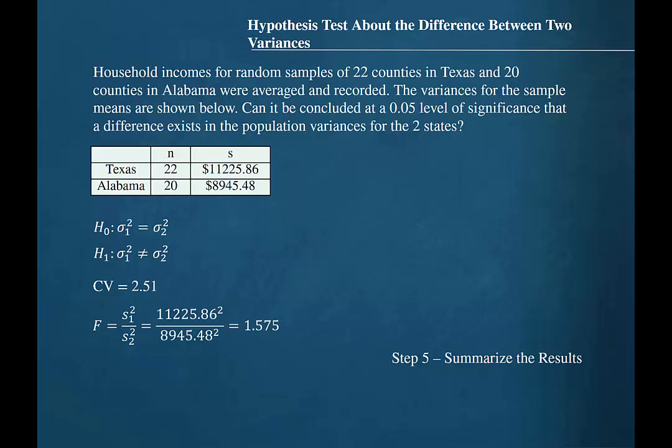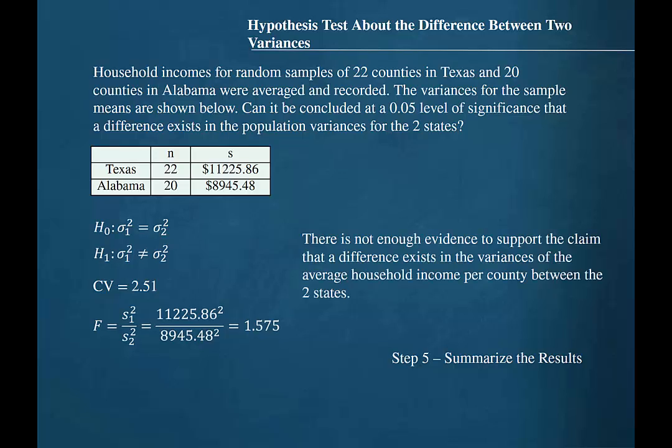Step 5 is to summarize the results. Since we will not reject the null hypothesis, we should state that there is not enough evidence to support the claim that a difference exists in the variances of the average household income per county between the two states.